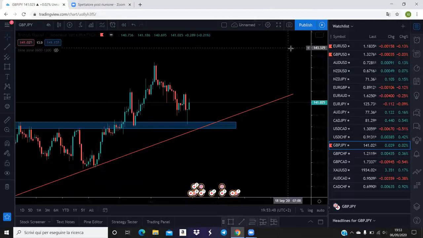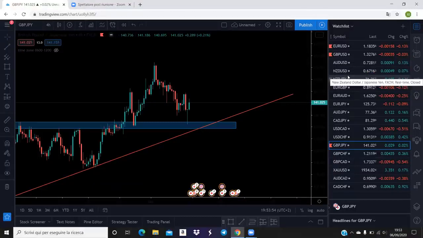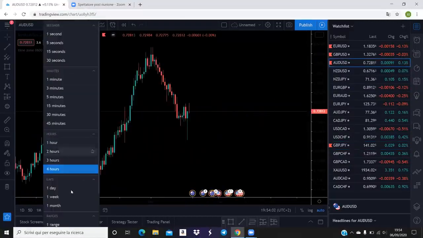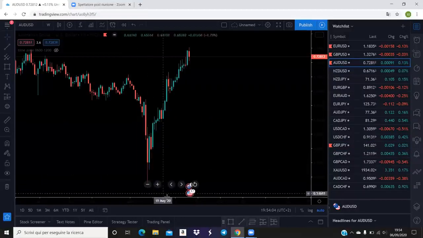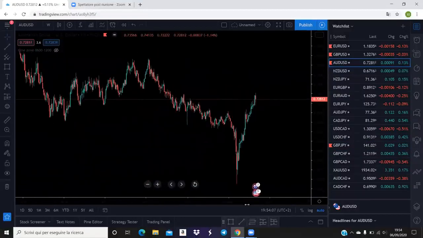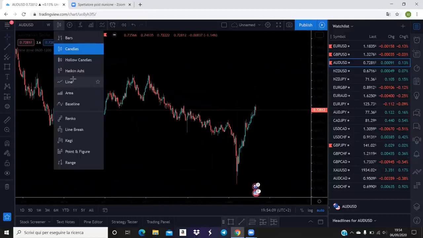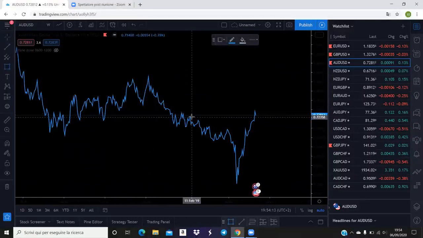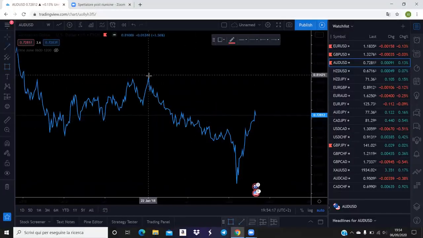Let's see what we have other than this. We probably have, for example, let's move on to AUD/USD. If I have it, yeah, right here. Higher time frames, 1 week, line chart, and of course we can see a clear trend right here.